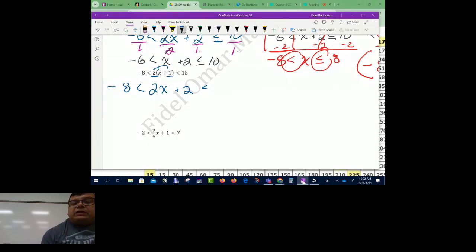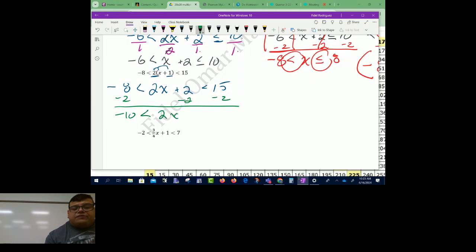And that was a 15. Again, y'all, I'm going to go ahead and get rid of this 2 here by going -2, -2, -2. So that's a -10 less than 2x less than 15 minus 2, which is 13. And then I'm going to go ahead and divide everything here by 2. So -10 divided by 2 is -5, less than x, less than 13 over 2. I'm just going to leave that as 13 over 2, because I know 2 doesn't go nice and pretty into 13.